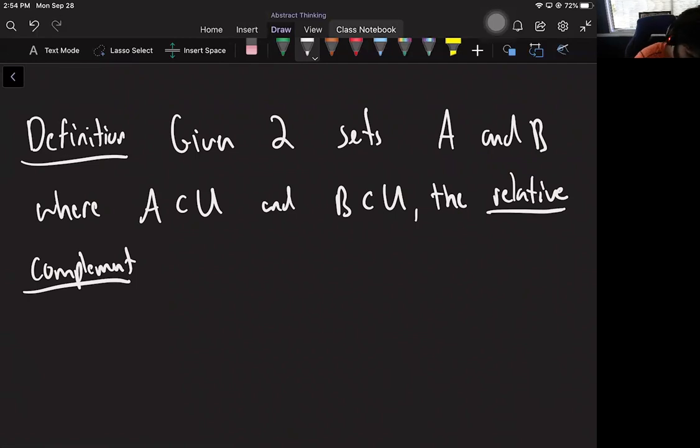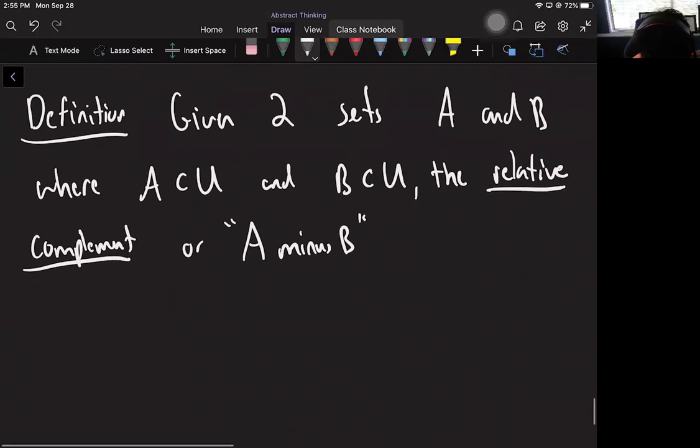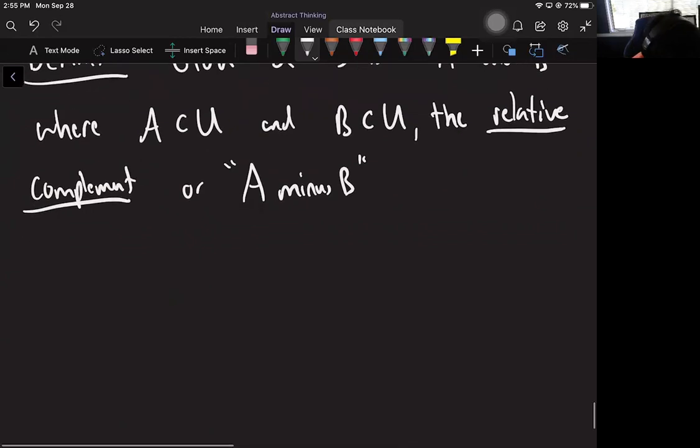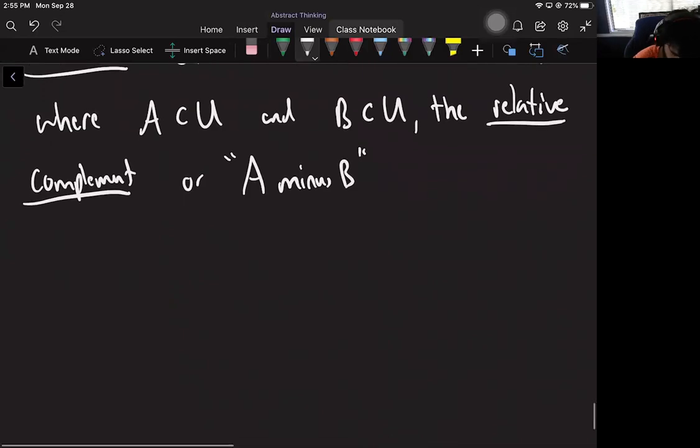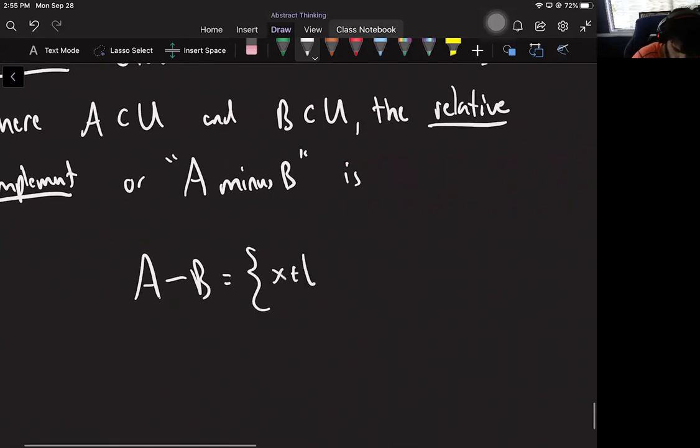And you can read it as A minus B. So it's related to complements. It's stuff that's in one, but not the other. So you're sort of starting with A if it's the bigger one, and you're taking away the stuff that's in B if it's inside of A. So it's written as A minus B, and it's just what I said. So it's the stuff in the universe which was in A, but not in B.